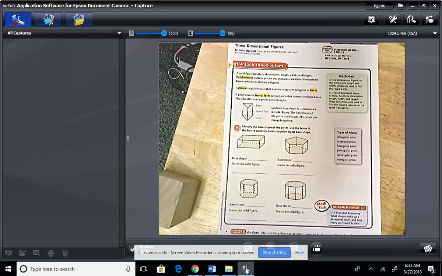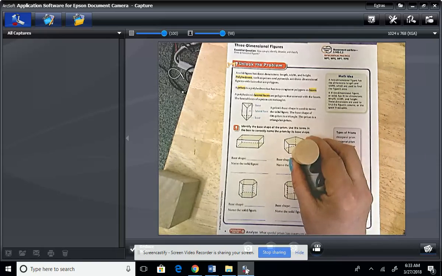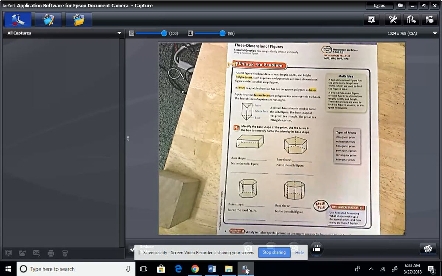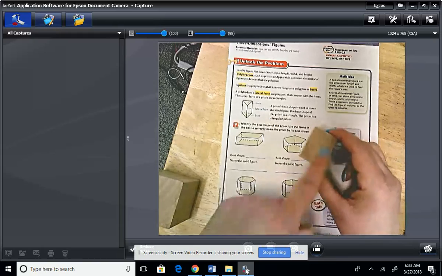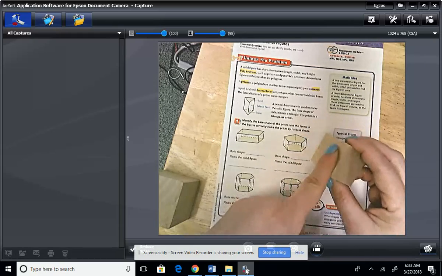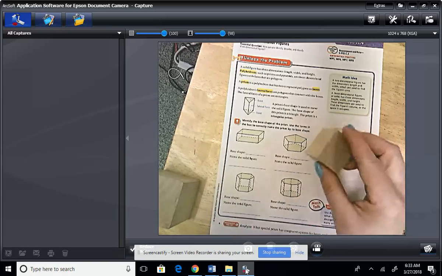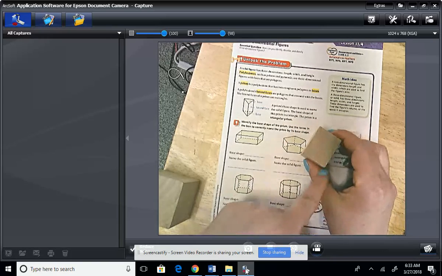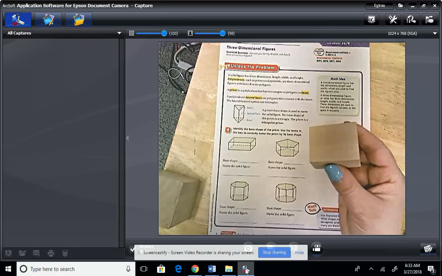This one, but we don't have any lateral sides, so we can't use that one. This one, we have a base and a base. We have lateral faces. It connects. What's our base? It's a rectangle. So this is a rectangular prism.